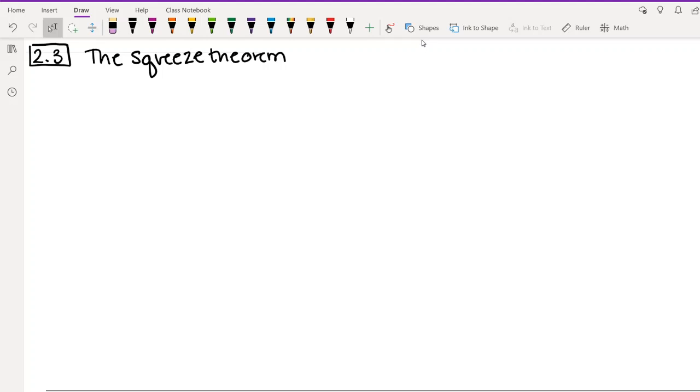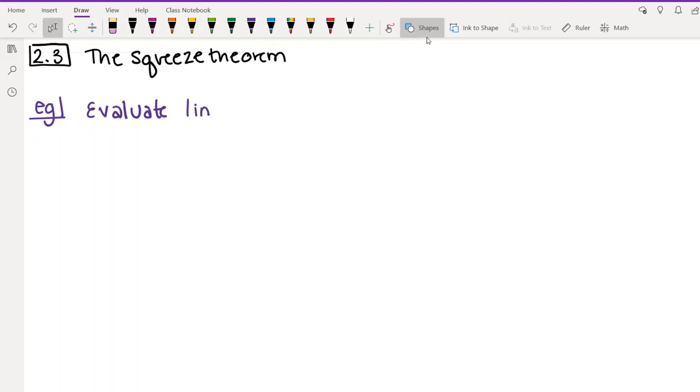So this method is going to be called the Squeeze Theorem. So I'll give you an example first, and then we'll get into what the theorem is, and then do another couple examples. So let's say that you are asked to evaluate the limit as x approaches 0 of x squared times sine of 1 over x.